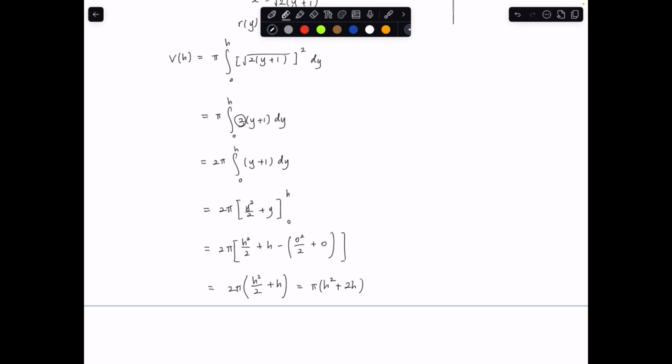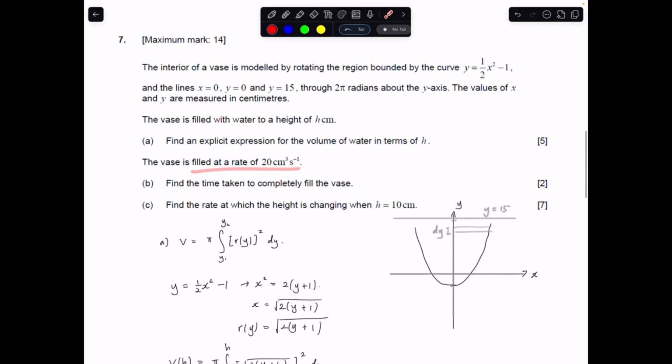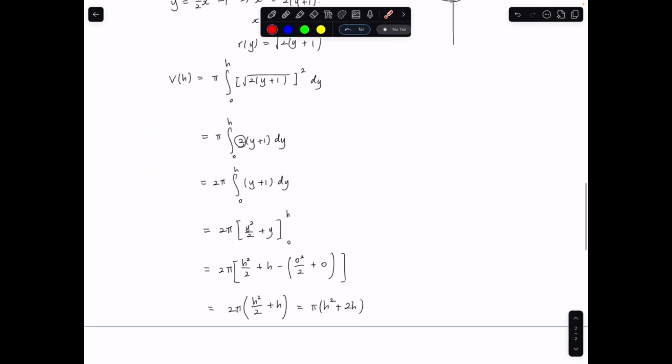Okay? And so that is our answer for part A. Okay, the vase is filled at a rate of 20 cubic centimeters per second. Find the time taken to completely fill the vase. So as soon as we see a rate problem like this that involves calculus, we can anticipate that it's going to be a related rates problem. Okay, so let's go ahead and do part B.